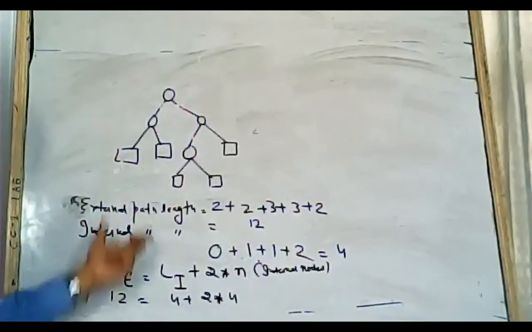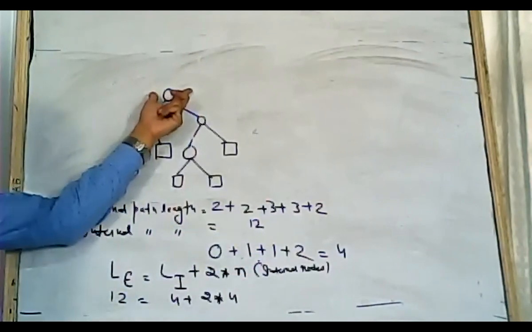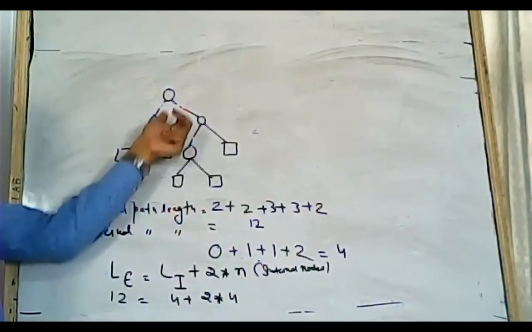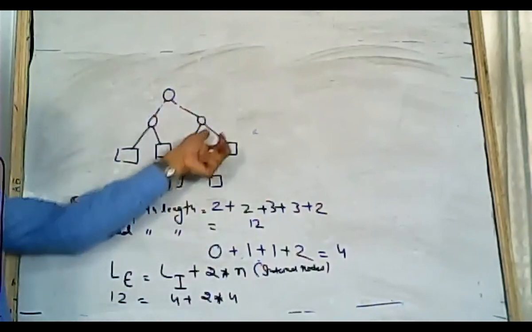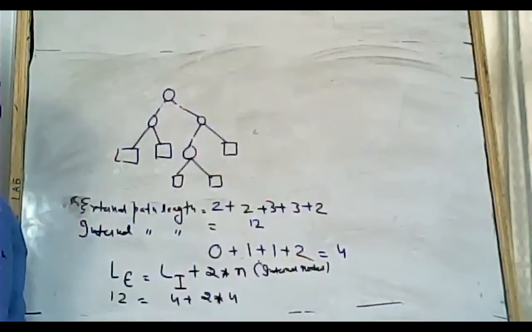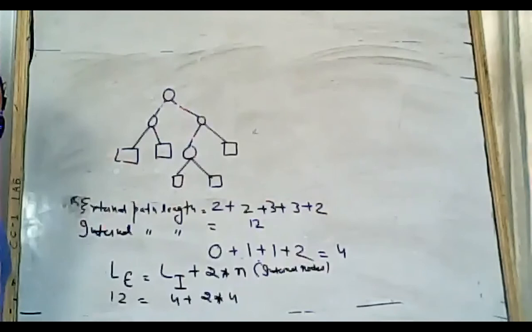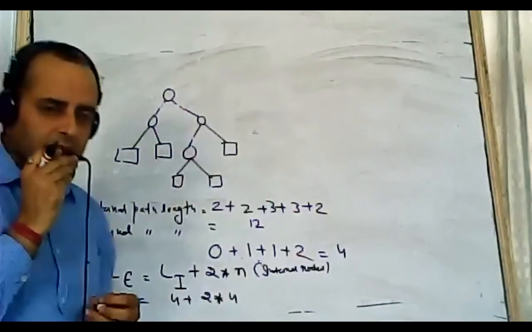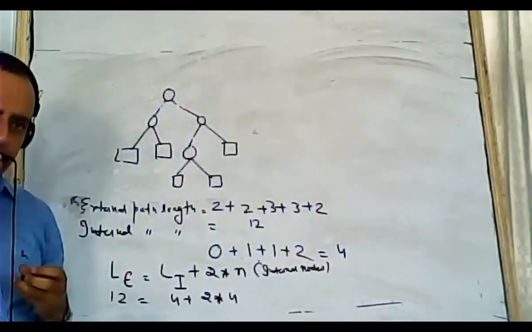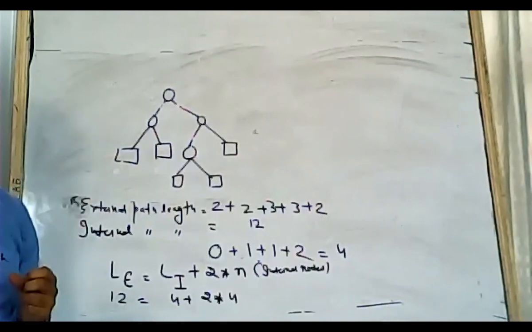Now internal path length. Internal nodes. ये कहां से आ रहा है? कहीं से नहीं. Hence 0. 1, 1, 2. And this is the relation, where n is the number of internal nodes. External path length equals internal path length plus 2 into n, where n is the number of internal nodes.